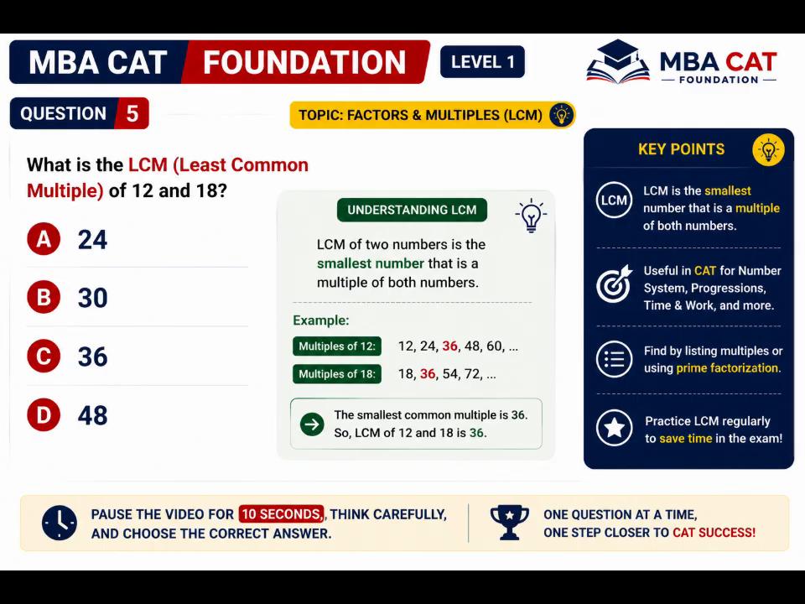Question 5. Least common multiple, or LCM. What is the LCM of 12 and 18? Your options are: Option A, 24. Option B, 30. Option C, 36. Option D, 48. Remember, the least common multiple is the smallest positive number that is a multiple of both given numbers. Take a moment to think carefully. Pause the video for 10 seconds, work it out on your own, and choose the correct answer before continuing. Practice every day, and you'll build a strong foundation for CAT success.